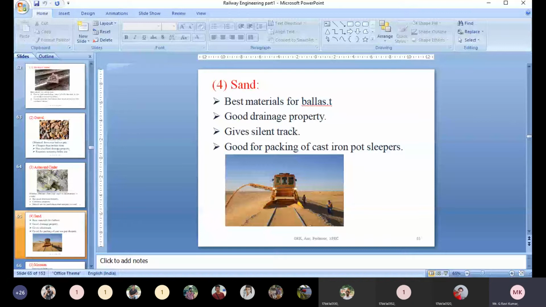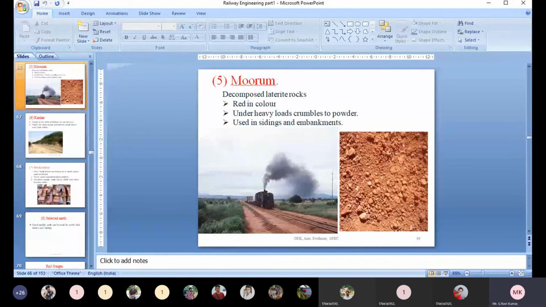So sand is a ballast material where rainfall never takes place, and it can provide some good drainage property, and it gives a silent track. Understand? And it is good for packing of cast iron plate sleepers. That's it. And next one is the muram.